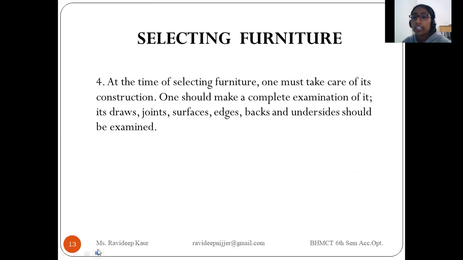Then at the time of selecting furniture, one must care about its construction. One should make a complete examination of its drawers, joints, surfaces, edges, backs, and undersides. So once you have decided the article or the furniture piece, you should examine it. Let's take the example of a chair. If you have selected the chair, its dimensions, joints, where the joints are, and the edges, back side, front side, and underside of the chair should be examined.